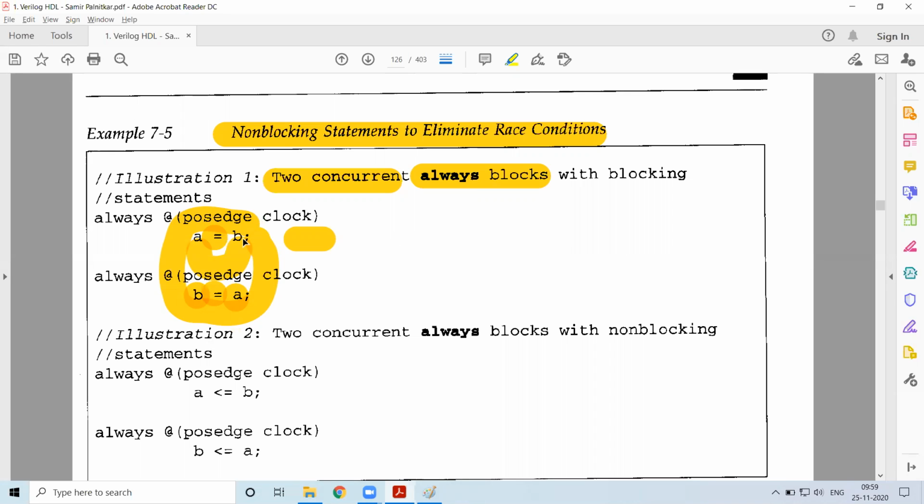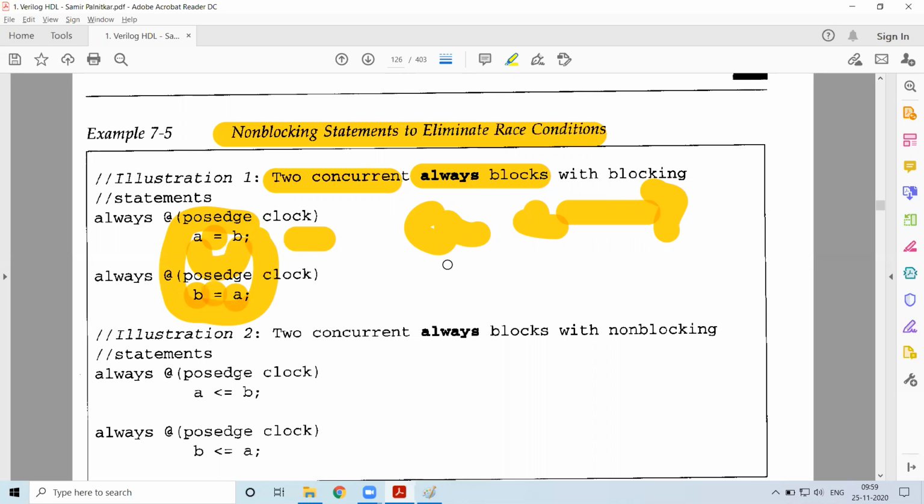Here actually what you're trying to do is swap the values. I want to swap the values of A and B. That is what they're trying to do here. That is what I have to look around.